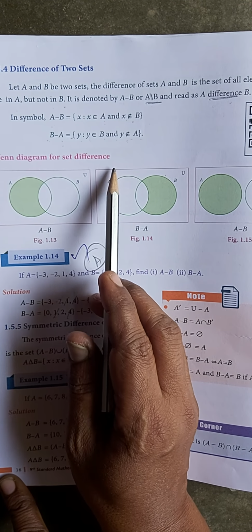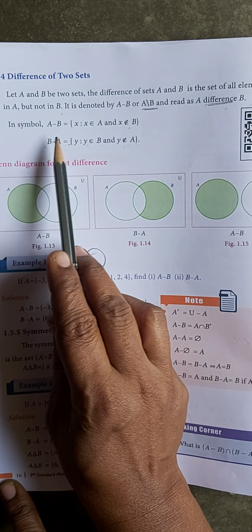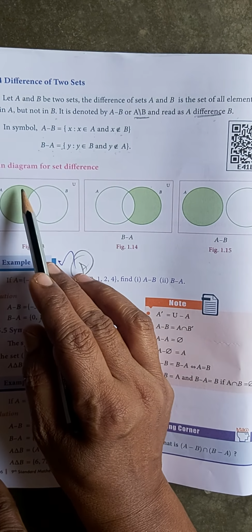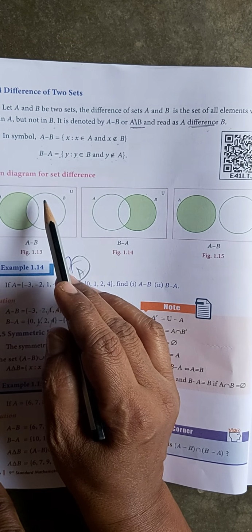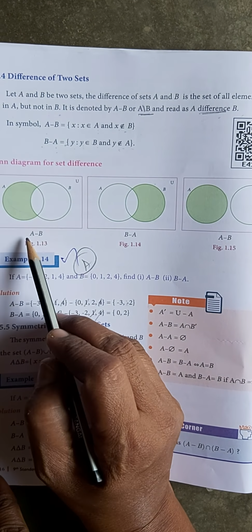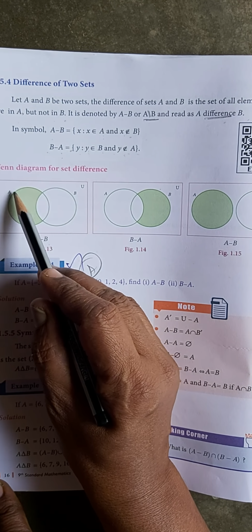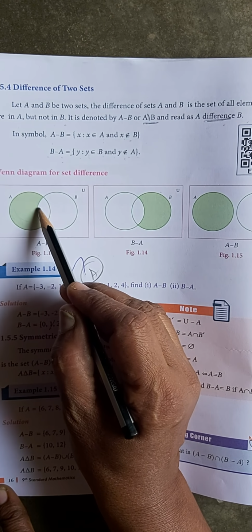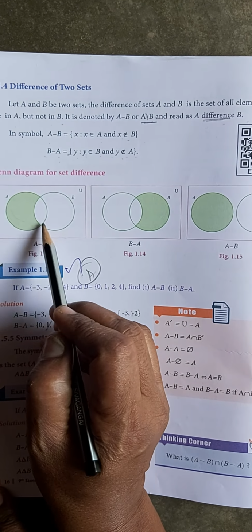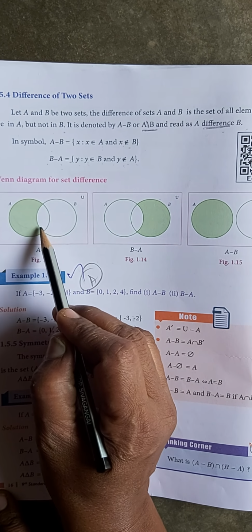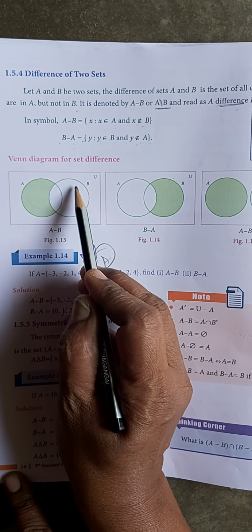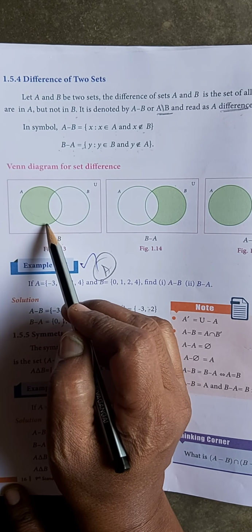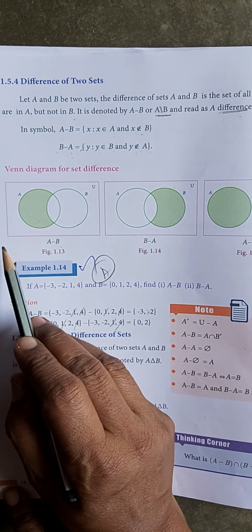Venn diagram of the set difference. A Venn diagram has only two sets, A and B. For the difference, you draw overlapping circles. Here, A minus B: this is the A set, and you subtract B, so the B circle also comes to this place. The whole A set, the place where B overlaps, you remove, and you shade the other region. That is A minus B.